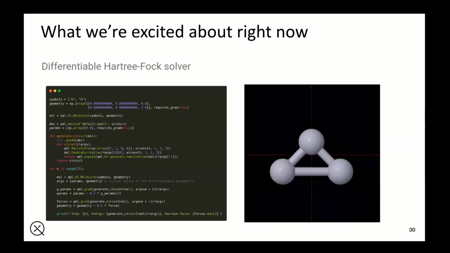Another thing that is very much new related to quantum chemistry is what I've previously mentioned, which is a differentiable Hartree-Fock solver. The idea here is that you can differentiate over not just the circuit parameters that you have, but also the molecular structure of your problem. And you can also just get the gradient of basis state parameters, for example.